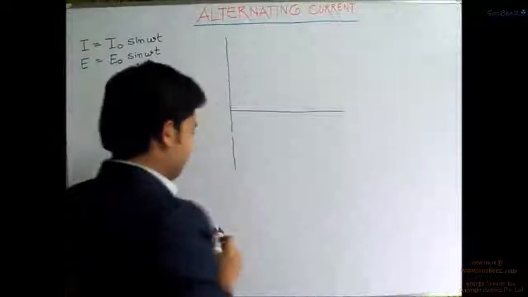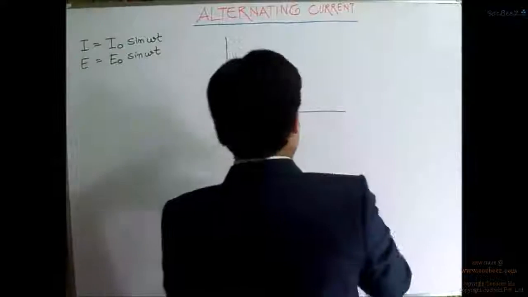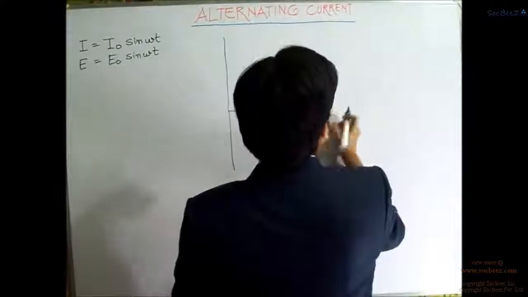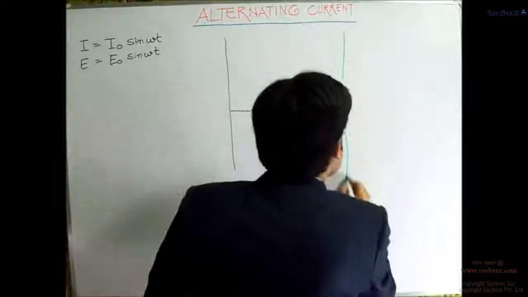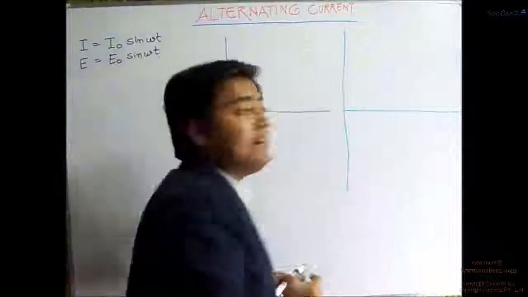So for example, if we take this, this is the curve for the current, and say for example we check out another curve for, say now, the alternating EMF.